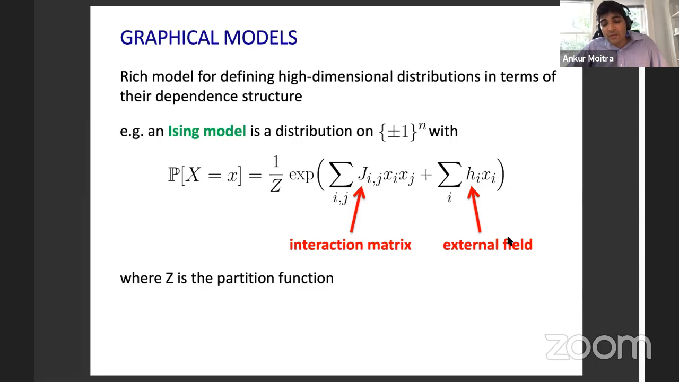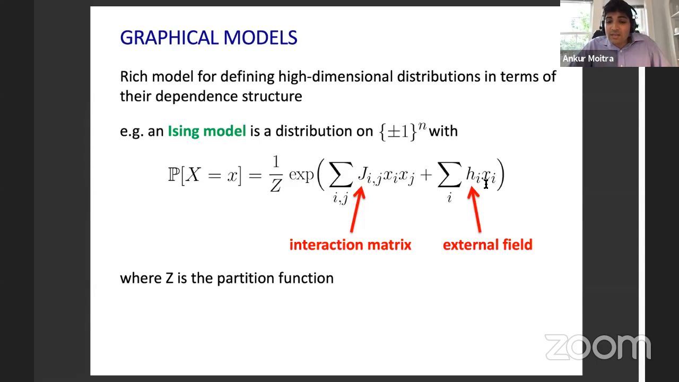So you should think about the interaction matrix as governing whether or not a pair of variables are more or less likely to have the same spin, either be both plus 1 together or both minus 1 together, or be opposites. So depending on how you set the interaction matrix, you're either penalizing or giving some kind of benefit to matching spins. And you also have this other vector h, where you take the inner product between h and x, and that also affects your underlying probability distribution.